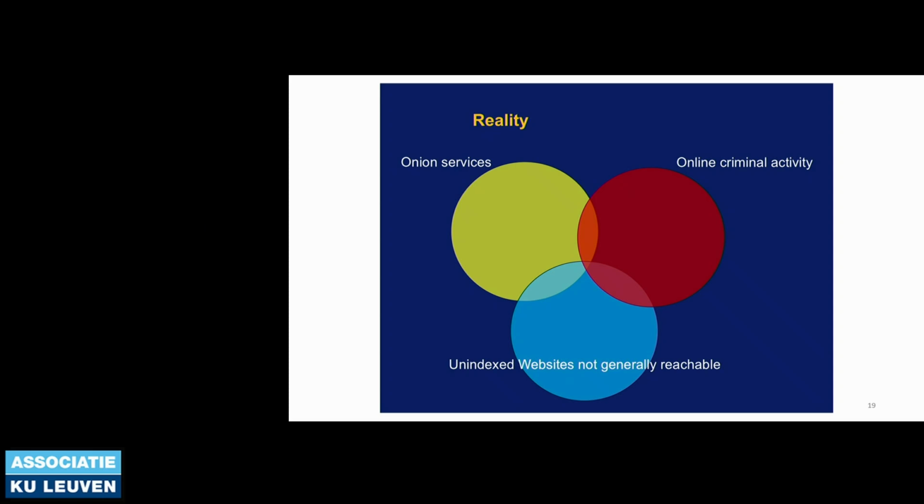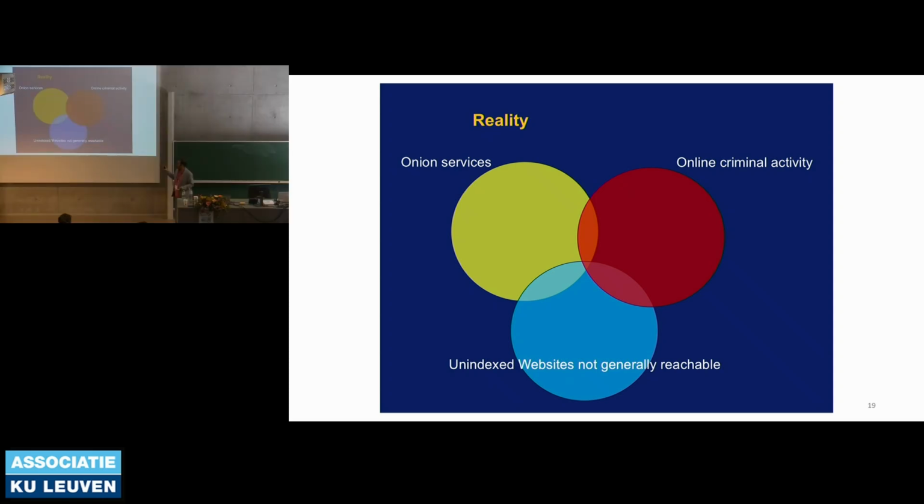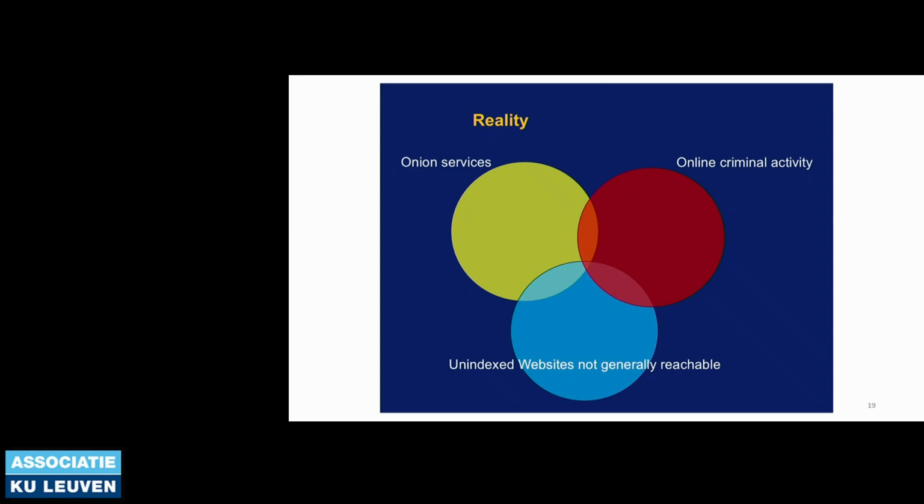For example, Facebook has an onion service. I don't think you would consider Facebook as a criminal organization. Maybe many people don't like Facebook, that's a different issue, but there is not a significant overlap among these things.